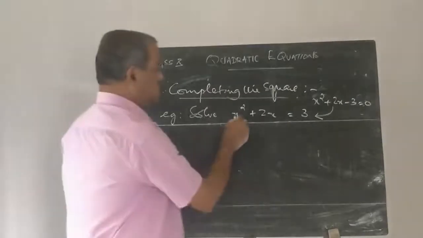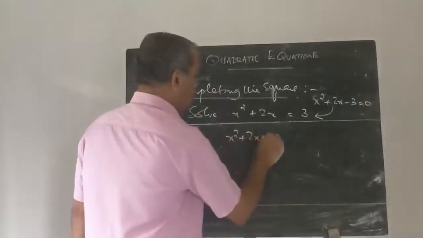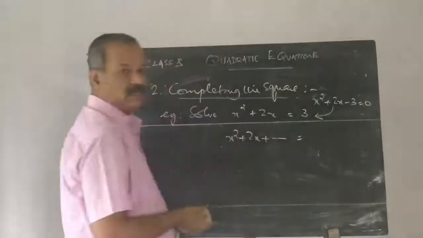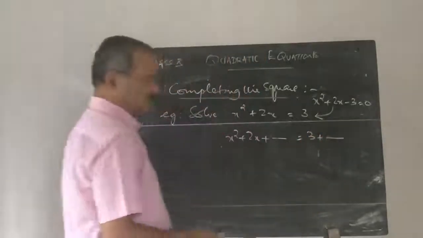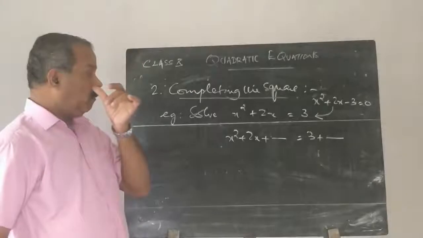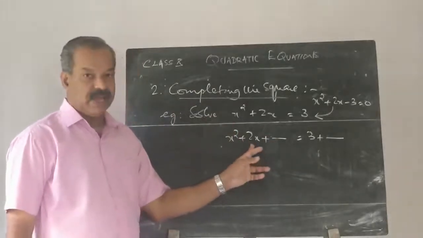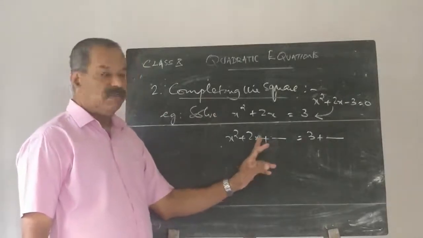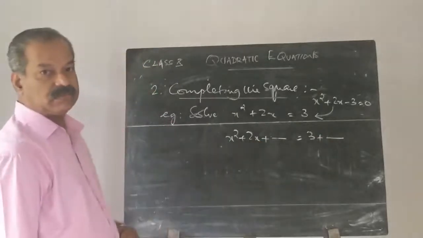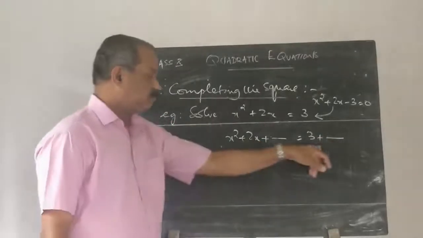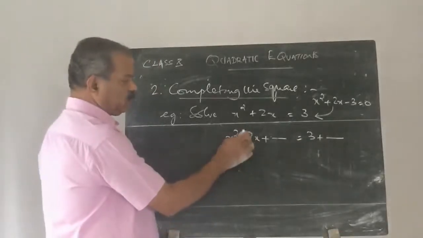Now, LHS x square plus 2x plus dash equal to 3 plus dash. That means when we add any number to this x square plus 2x, we have to add the same number to the RHS also. Then only we get this equation true. Now, which number is to be added to this?